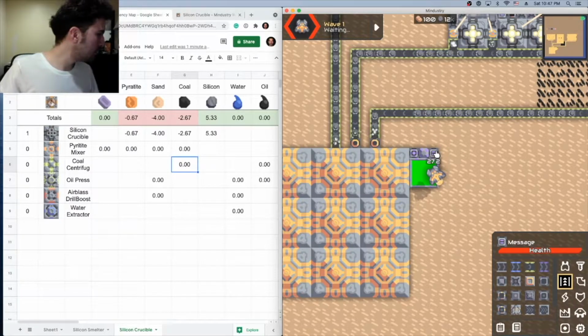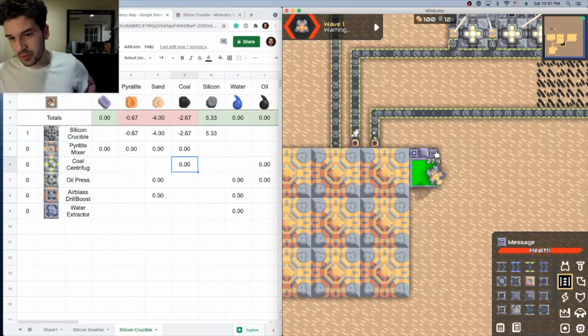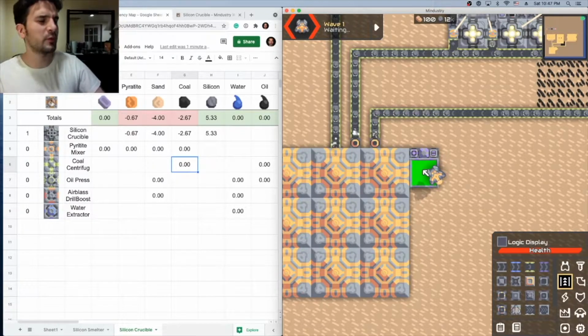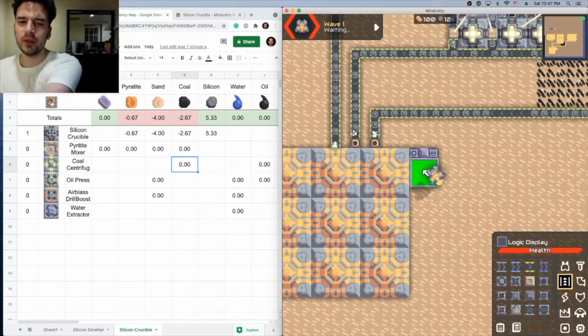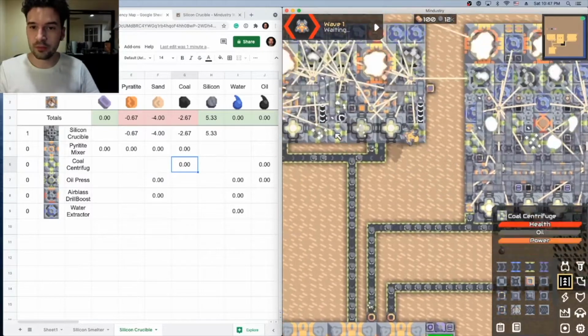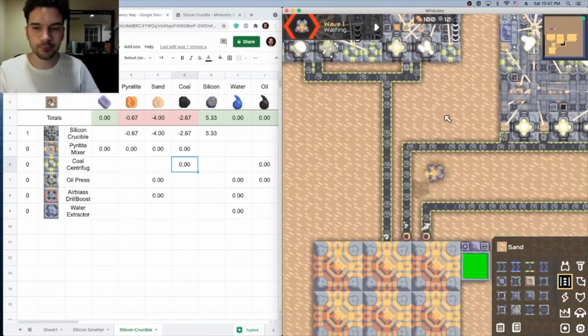So the actual flow rate is 27. And then this thing turns green when the tolerance is like less than 0.3. Anyway, cool. Flow rate of this dude right here is 27 items per second.